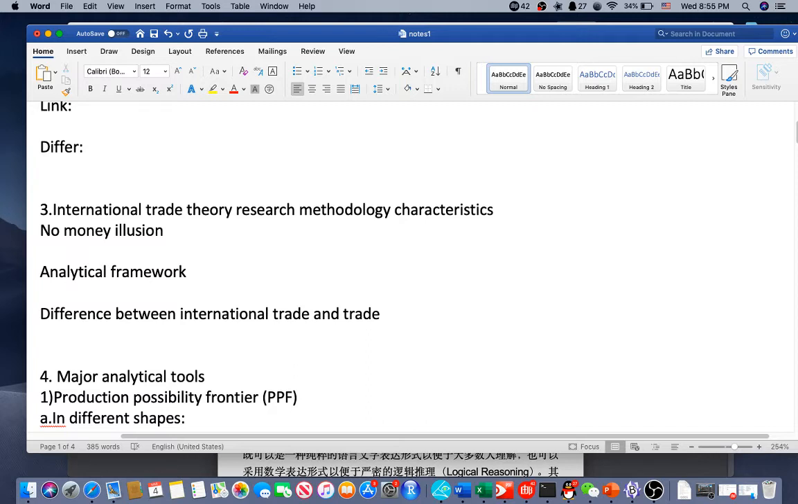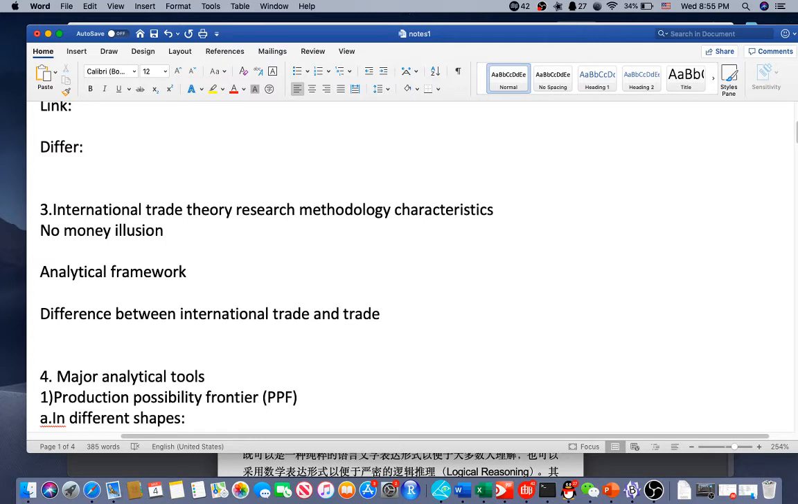The analytical framework is usually the 2 by 2 by 2 model. That is, we assume two countries produce two goods or have two sectors, and the factors are no more than two.